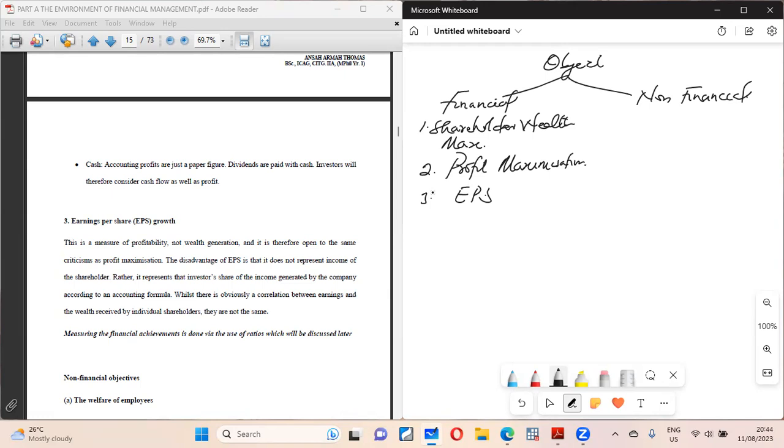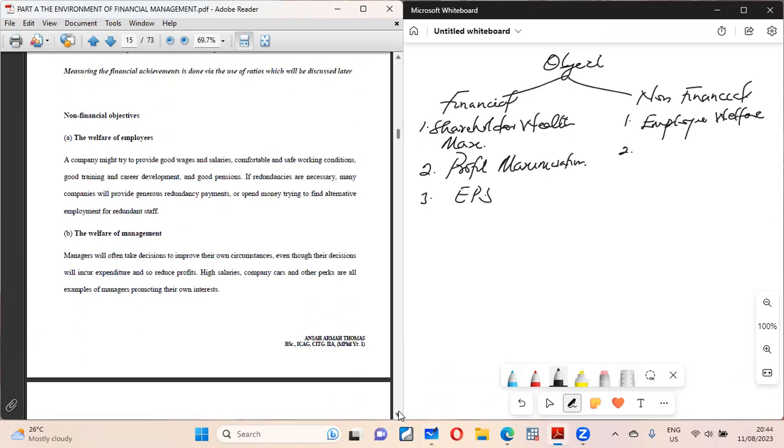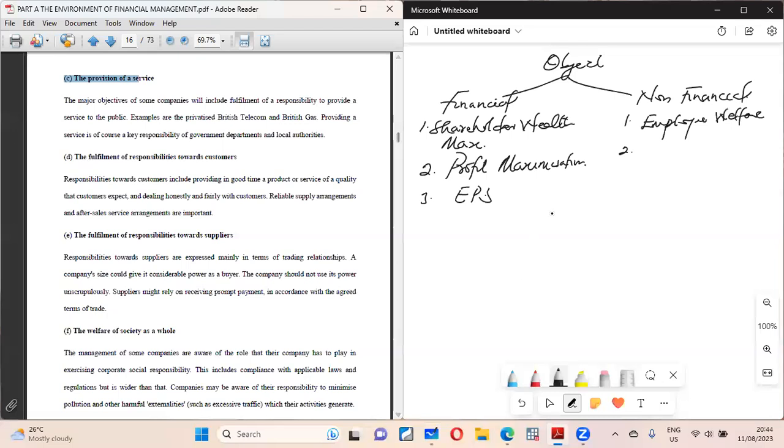Then we come to the non-financial objectives. Welfare of staff, employee welfare, is very, very important. Survival is there. So welfare of employees and management, have you seen that? It's also an objective, it's just that it's not financial. You want to make sure that they are fed well. Provision of service: this is to your customer. You want to make sure that they are there. But there are issues of survival. And welfare, CSR. There are issues of, what do we call it?